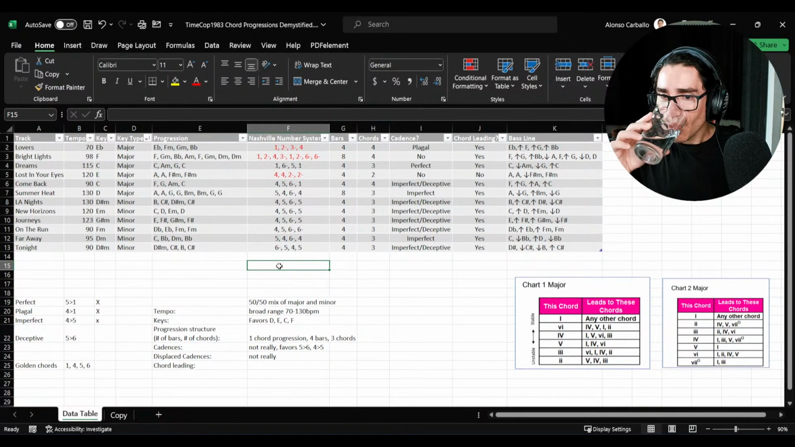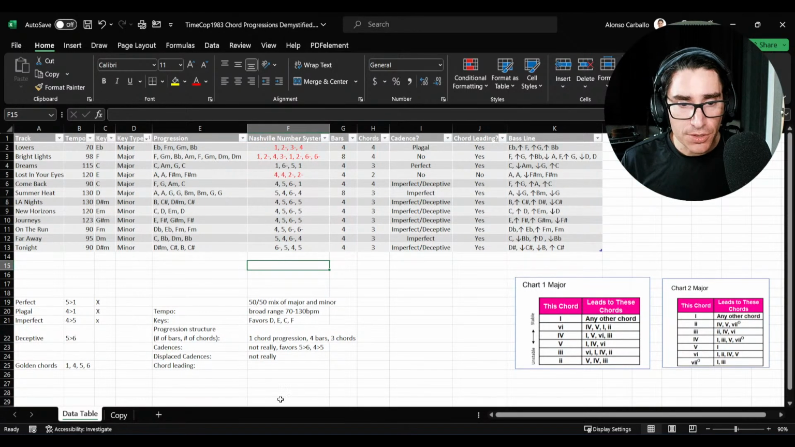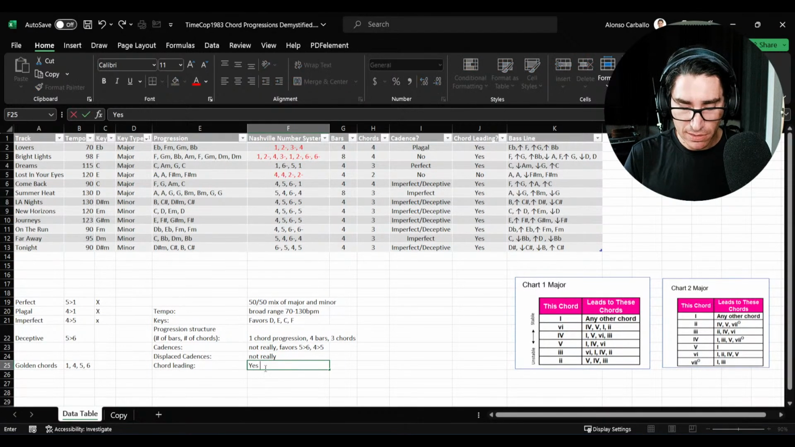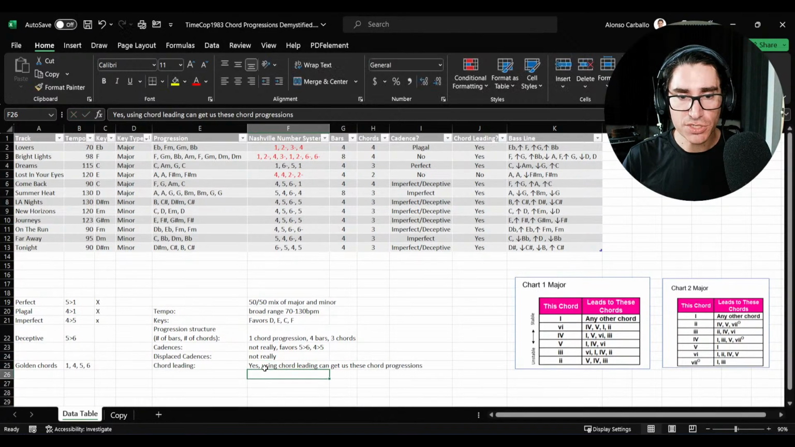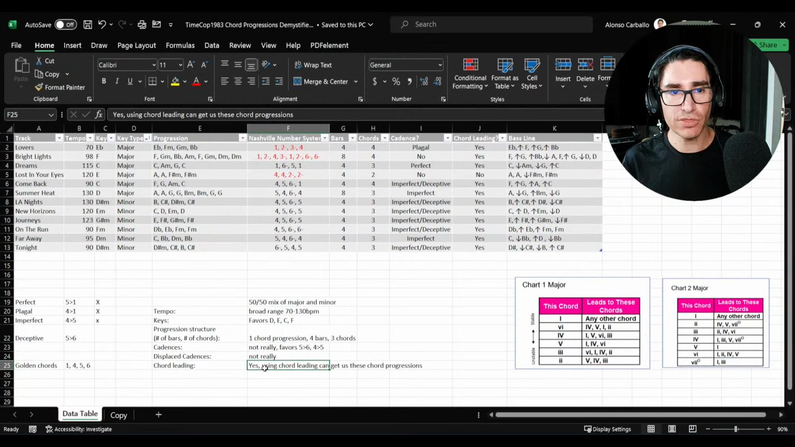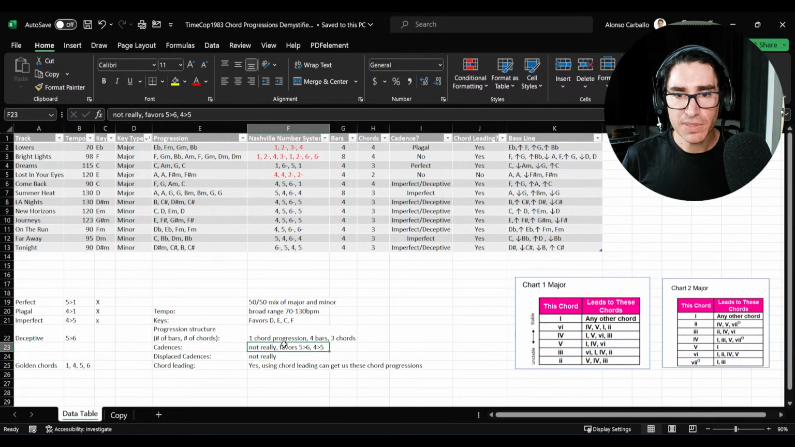Next up, so definitely we can see that, yes, using chord leading can get us these chord progressions, which is very cool. Again, music theory applied out there in the wild works very well. Awesome. Let me see if there was anything else that I wanted to cover.